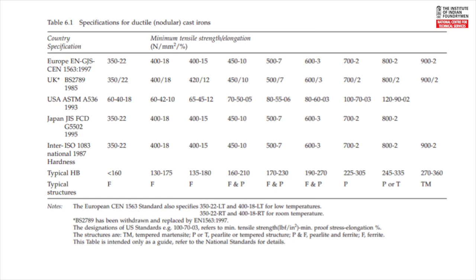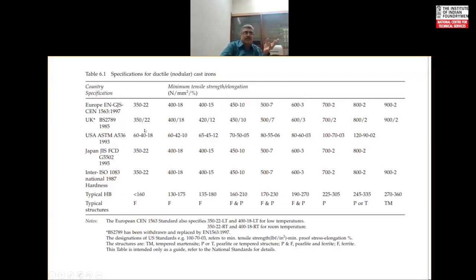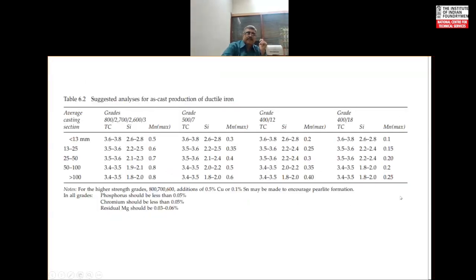Now here are a few tables which I have picked up from CDC data. This is reproduced from Foundryman's handbook. And it gives you different grades. Like we covered the American specifications here, the equivalents are given as European or UK. So different strengths in different units, newtons per mm square and percentage ductility here, and what kind of typical structures you get. So the same information but in tabular form for different standards.